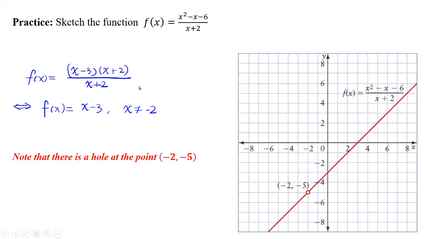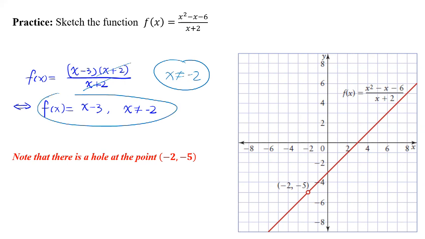So first of all, let's simplify this function. f(x) is x minus 3 times x plus 2 over x plus 2. Note that x plus 2 is in the denominator position. So first of all, x cannot be minus 2. If we control x cannot be minus 2, then we can cancel the x plus 2 here. So this is equivalent to f(x) is x minus 3, and x is not minus 2.